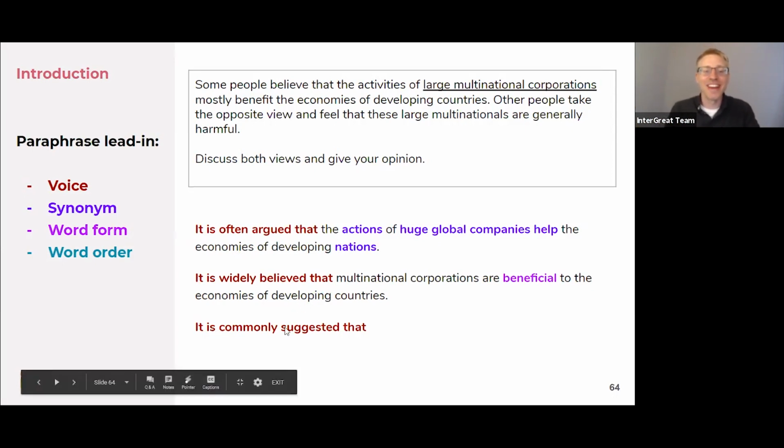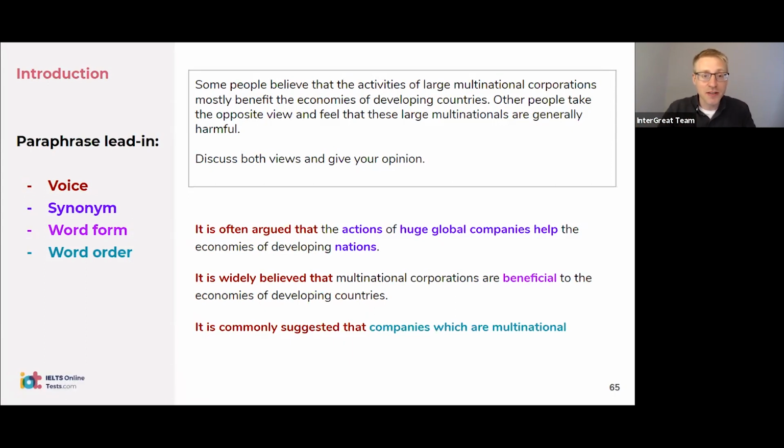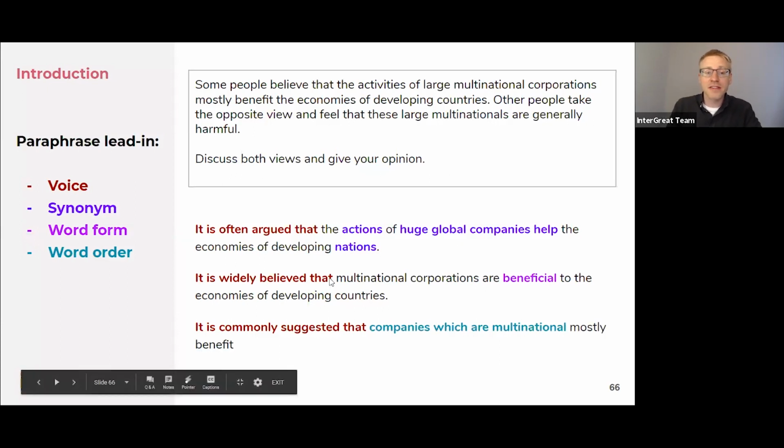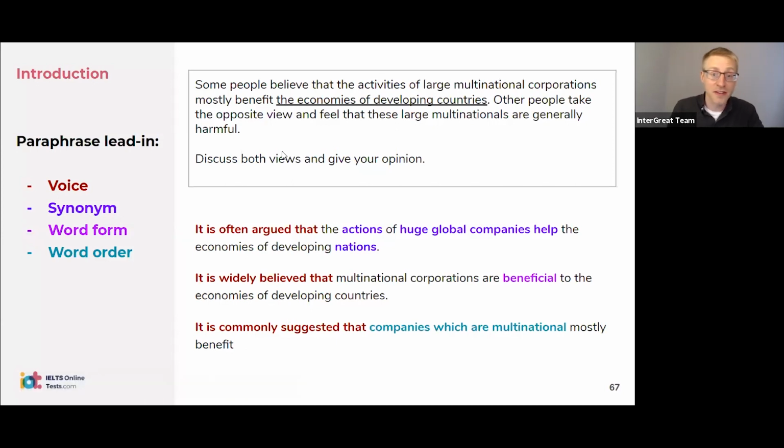Excellent. It is commonly suggested that, very good, Omid, companies which are multinational. Okay, we've used the same words. We've used the relative clause to change the order. And mostly benefit, instead of saying the economies of developing countries, we can say similar change, countries with developing economies. Exactly. So these are 4 different ways of paraphrasing.